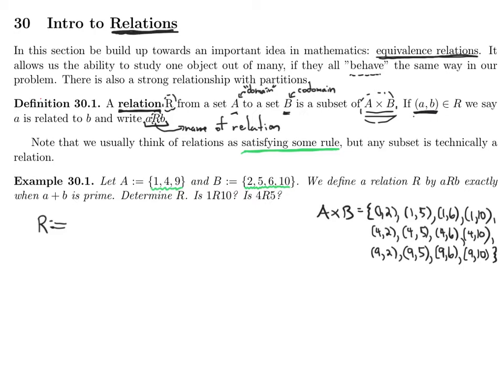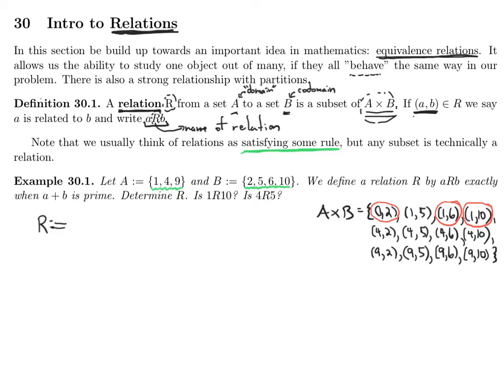1 plus 2 is 3. We do indeed want to include this guy. 1 plus 5 is 6. We're not going to include 1, 5. 1 plus 6 is 7. 7 is prime. We'll include 1, 6. 1, 10. 1 plus 10 is 11. We're going to include that. We can just check each element like this.